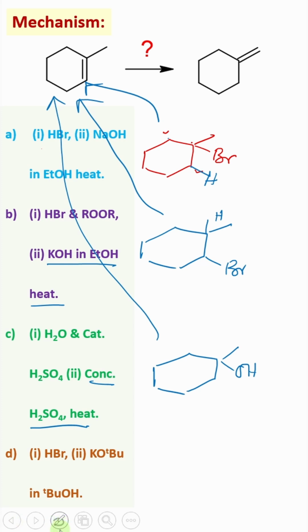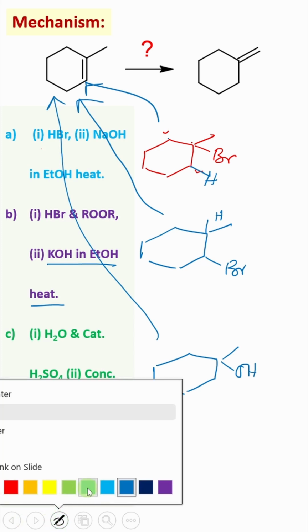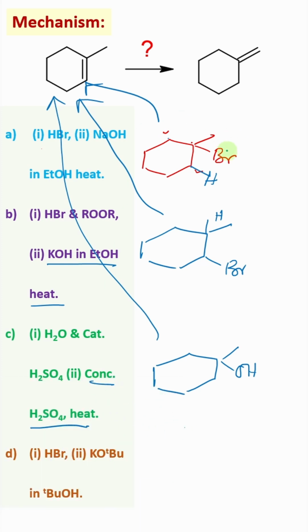Now if you look at the fourth option, it is HBr addition like the previous, so I get this one. After that, they give potassium tertiary butoxide and butanol. Now, if you look at potassium tertiary butoxide, it is this much bulky a base. So in tertiary butanol, obviously in equilibrium, the same base will exist.